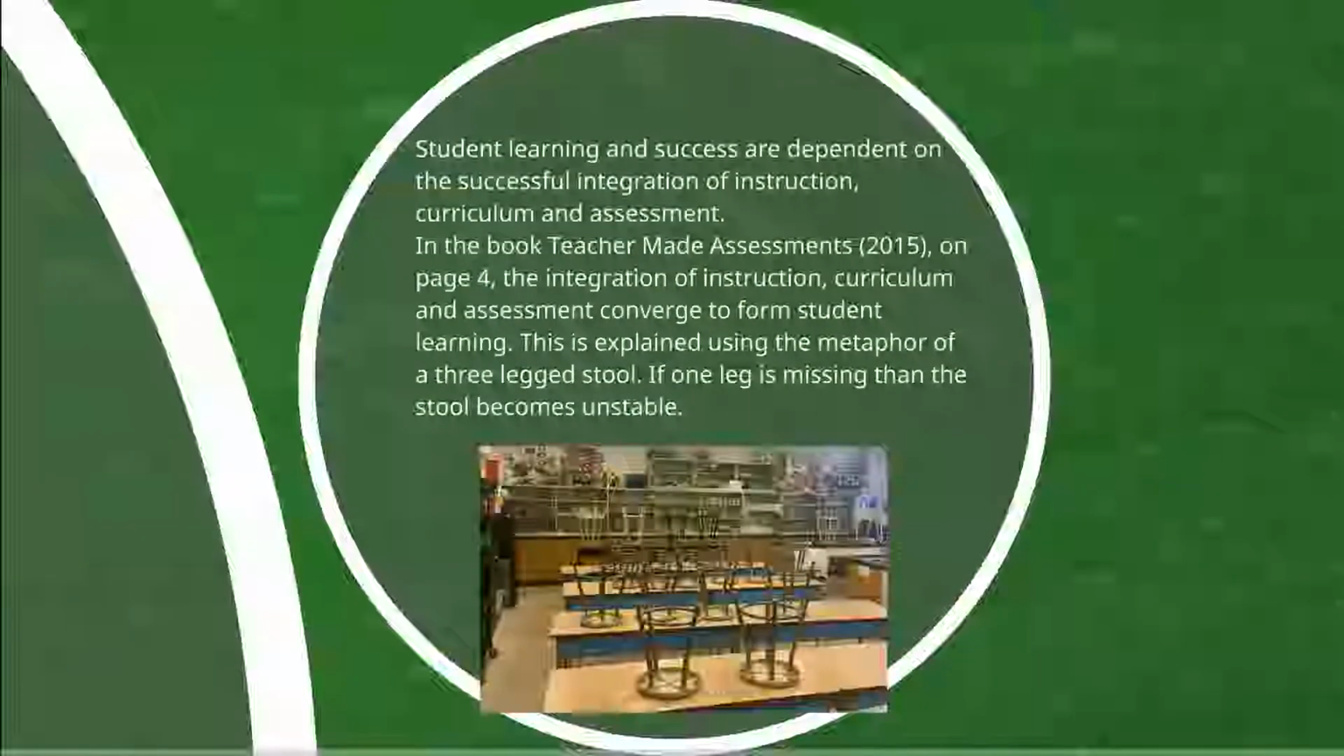When planning and thinking of an essential question to begin my presentation, I was finding it difficult to separate my approach to assessment from my approach to instruction and pedagogy. I then remembered a discussion in our very first class about the relationship between assessment, instruction, and curriculum. Student learning and success are dependent on the successful integration of instruction, curriculum, and assessment. You cannot have one without the other. These three pillars converge to form student learning.